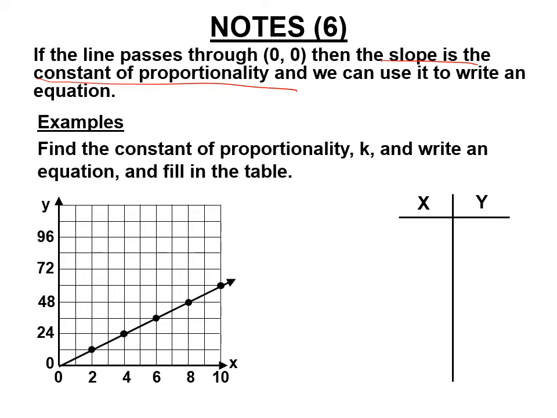Find the constant of proportionality k and write an equation. We can only do that if it starts at 0, 0, right? Only proportional relationships start at 0. If it goes through 0, 0 and it's a straight line, it's a proportional relationship, and then we can find the slope, and the slope will be k. So let's do that.